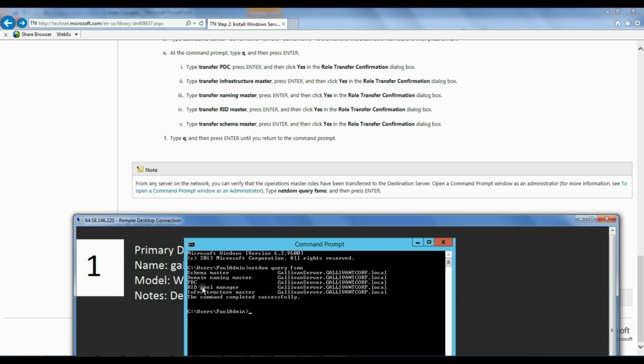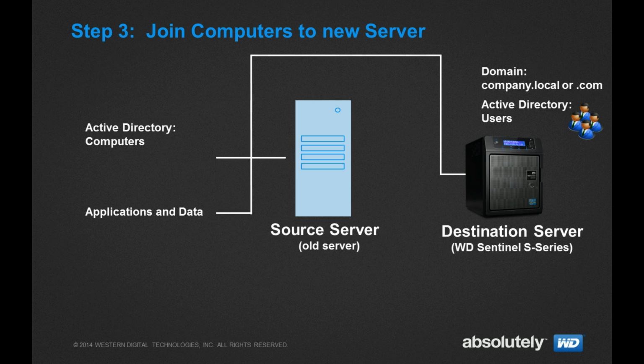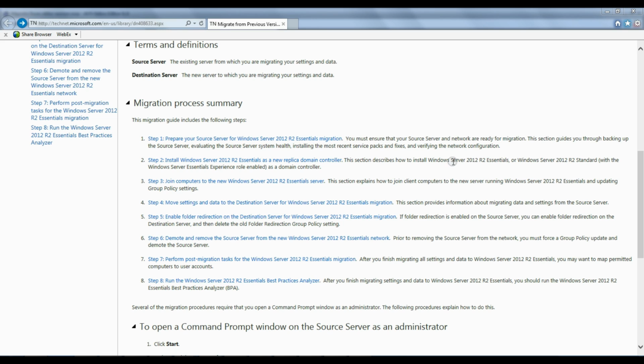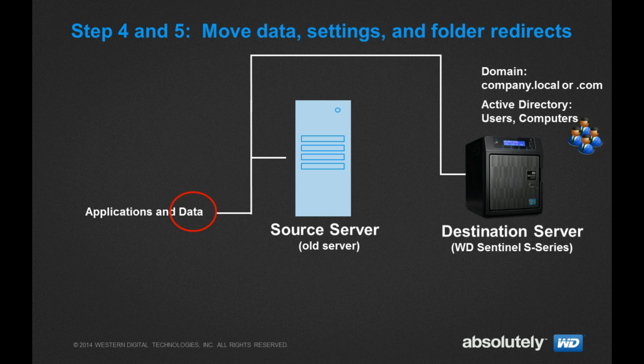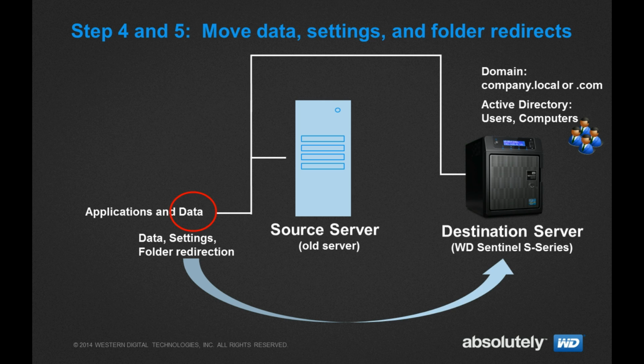As you get into step 3, we're looking at how to join the computers to a new server. The recommendation is to uninstall the connector software on the local computer and reinstall it, pointing it to the new server. You'll be reinstalling the connector from the new W-Sentinel S-Series server. In steps 4 and 5, they cover how to move data and settings from the source server to the destination server. Again, follow the Technet article, and it's self-explanatory.